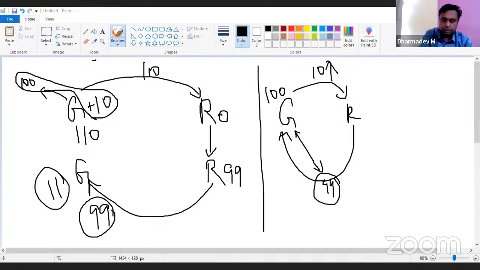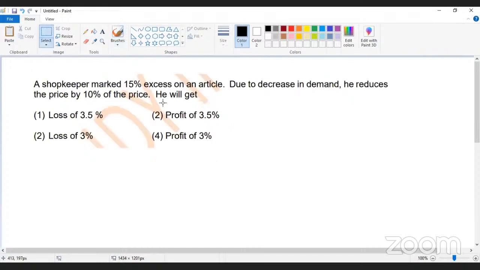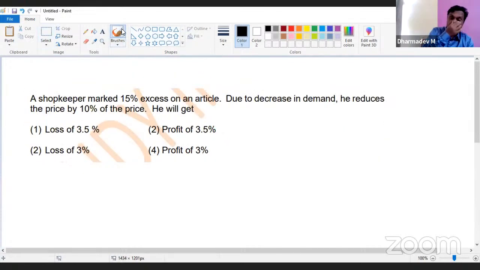Okay, now the next question. I'm just clearing the board. Is that okay? Yes, sir. Next question: a shopkeeper marked 15% excess on an article. Due to a decrease in demand, he reduces the price by 10% of the price. What will he get? The shopkeeper marked 15% excess on an article, that means more, so the marked price is 115. Due to the decrease in demand, he reduces the price by 10%.